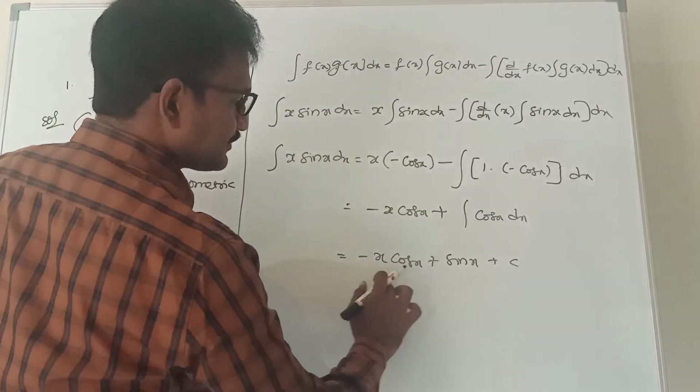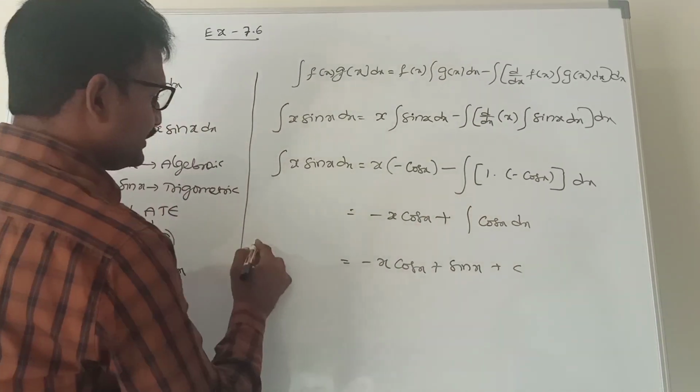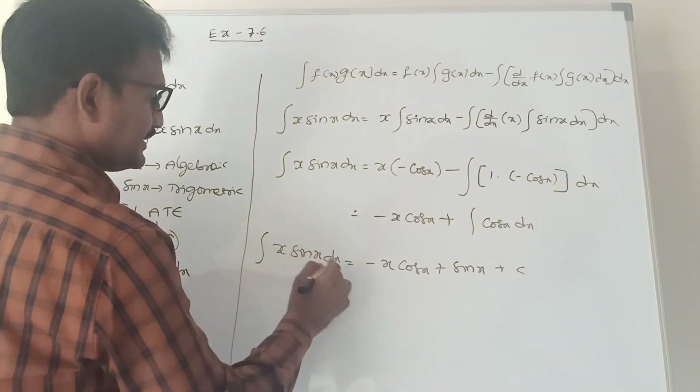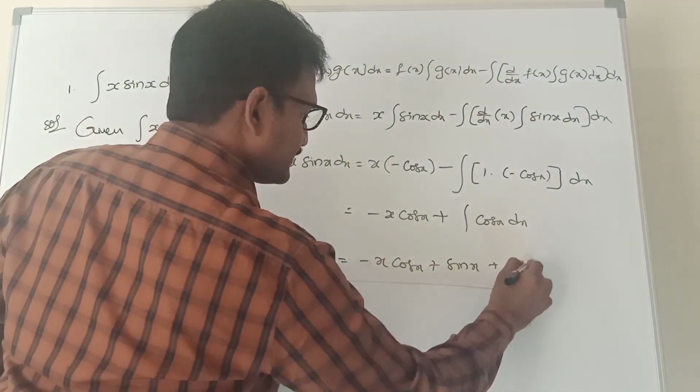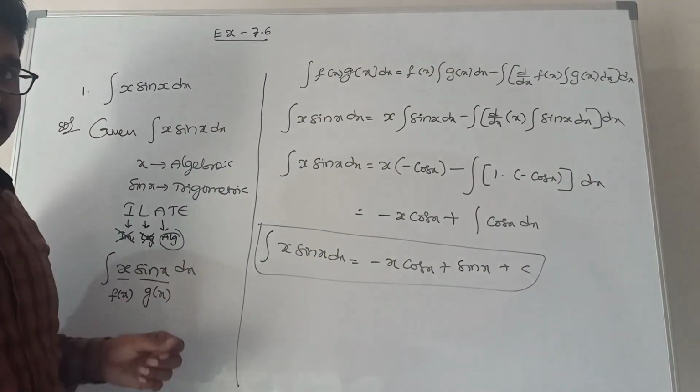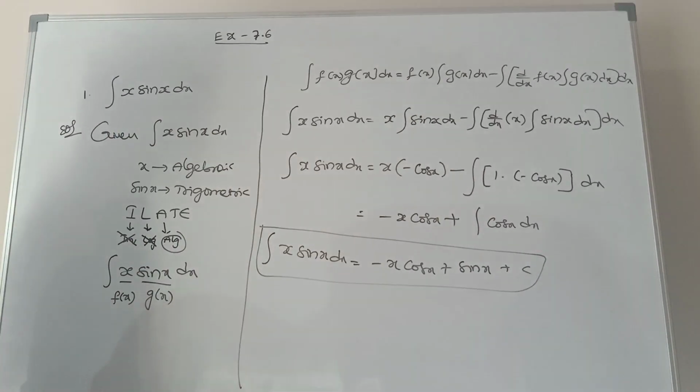Integration is over. So after completion of integration, you need to write plus c. Integration of x sin x dx is equal to how much? Minus x cos x plus sin x plus constant. This is the integration of the given function.